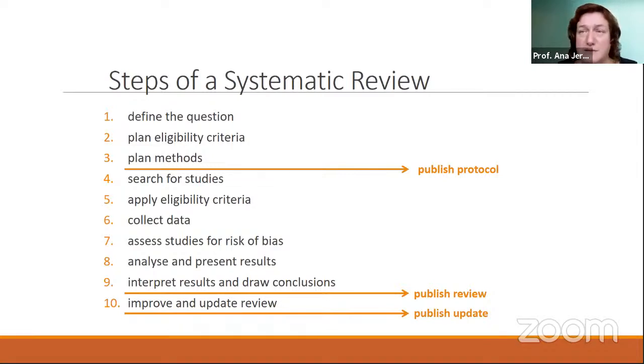However, in evidence-based medicine, researchers have a responsibility that if they've done one systematic review, after some time it is expected that they improve and update the review, because the number of studies in medicine is growing at such a rate that the conclusions of a particular systematic review can change in a few years. So we need to update it.